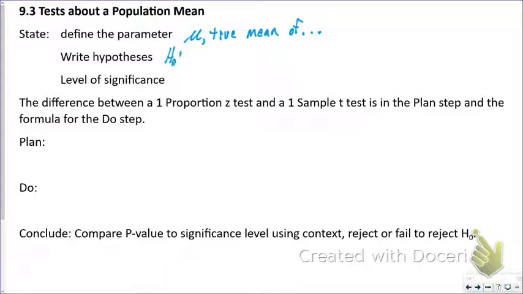Hypotheses, this should be routine. We've actually gone over this before. It'll be mu equals something. HA will be mu is less than, or greater than, or not equal to something. And we'll set alpha equal to something. Typically, it's 0.05.